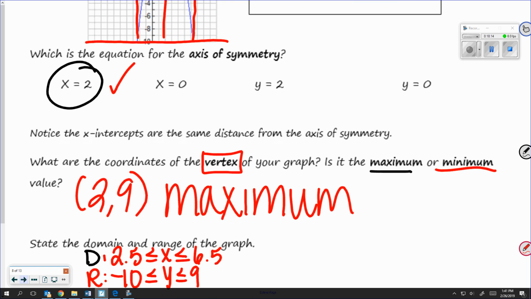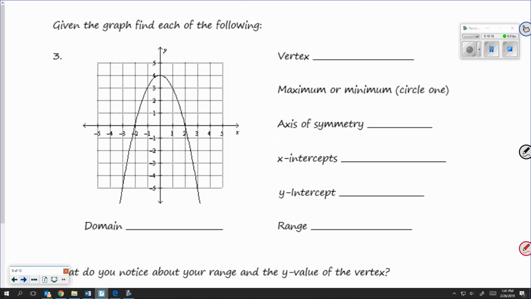Now, for 3, 4, and 5, you're going to turn them in before you leave. Looking at the same thing, remember your vertex. It's going to be a point. You're choosing maximum or minimum. Your axis of symmetry is going to be x equals this value. X-intercept, y-intercept, we know. If it's coming off the graph like this, that means my range, or my domain, no matter what, has arrows here. You're going to finish that.